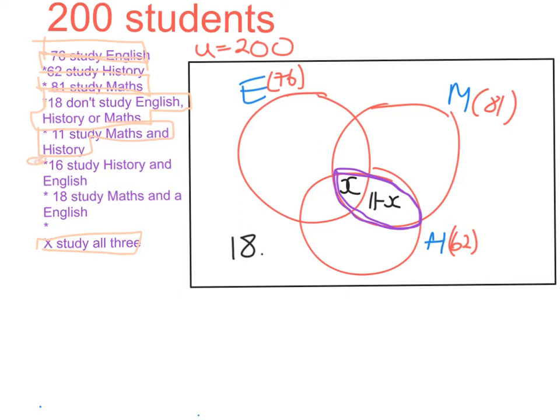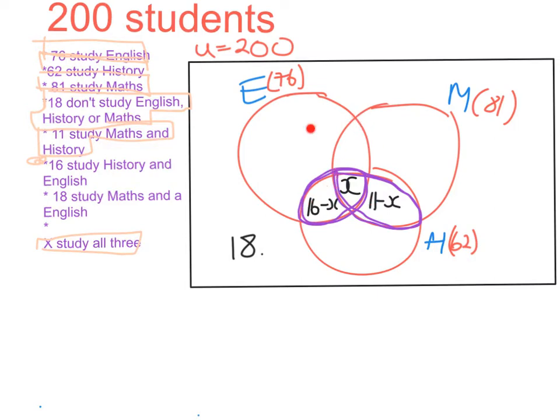And we're looking now at this one here, 16 study history and English. So my history and English would be this bit here. This purple bit here is history and English, because these people study history and English only, and these people study history, English and maths. So if 16 people are all together and we don't know what's in here, we do know, however, that 16 minus X would give me that answer there.